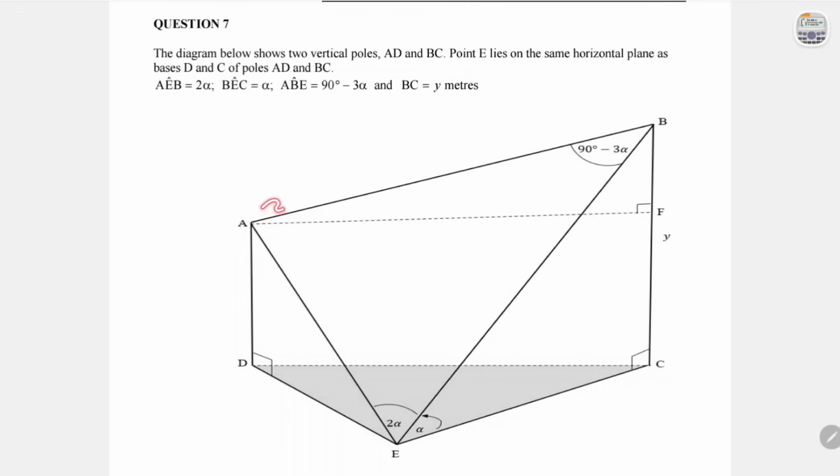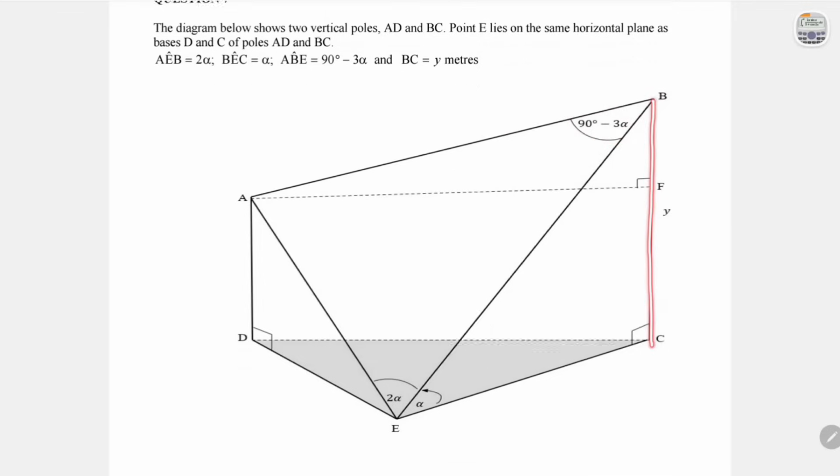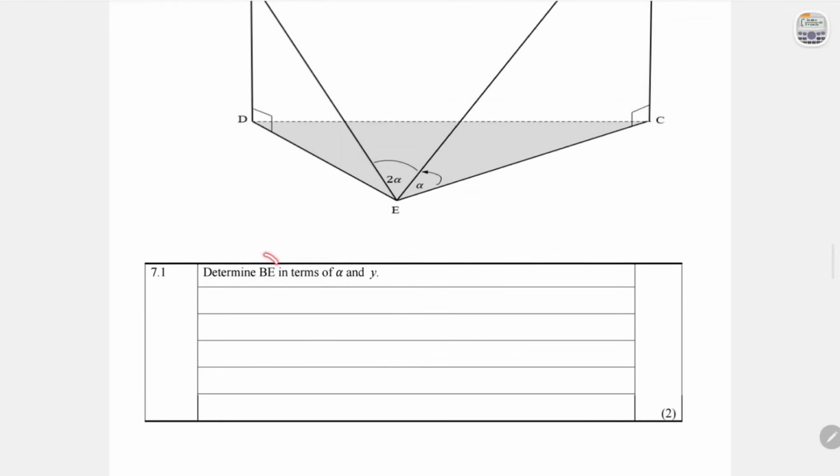Question 7 says the diagram below shows 2 vertical poles, AD and BC. Point E lies on the same horizontal plane as the bases D and C of the poles AD and BC. And then they tell us these angles that we have. AB is equal to 2 alpha, BEC is alpha, ABE is 90 degrees minus 3 alpha, and BC is y meters. And the first question is to determine BE in terms of alpha and y.